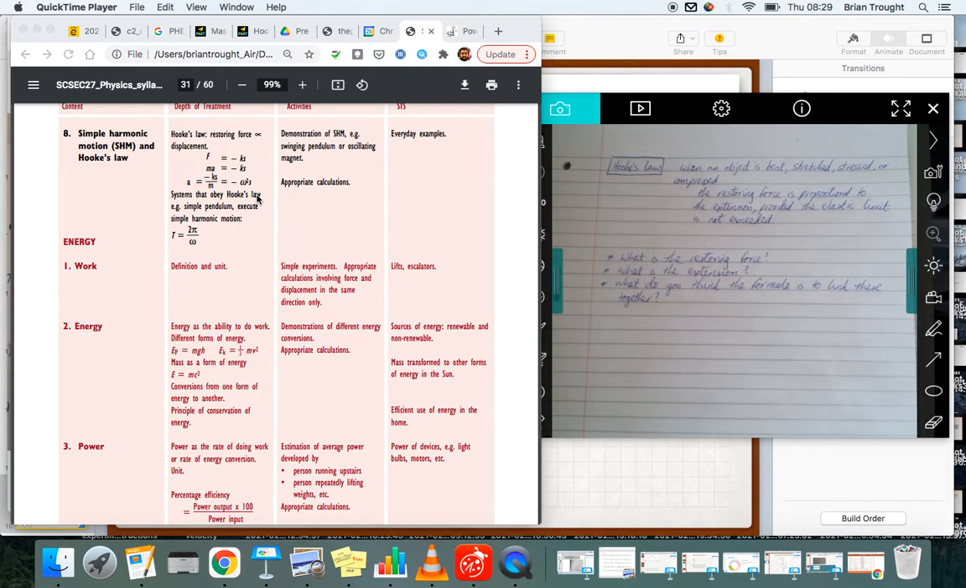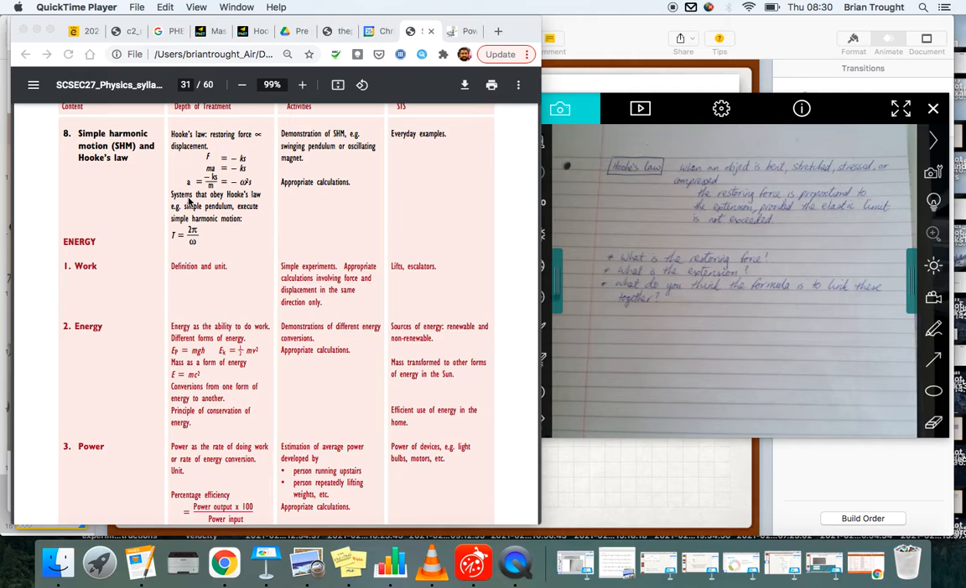Now with regard to simple harmonic motion, you need to see systems that experience simple harmonic motion, like swinging pendulums or magnets that oscillate back and forward in a repetitive motion, and you need to come across some everyday examples of simple harmonic motion. With the formula A is equal to minus omega squared S, or A is equal to minus Ks over M, you need to deal with appropriate calculations for those.